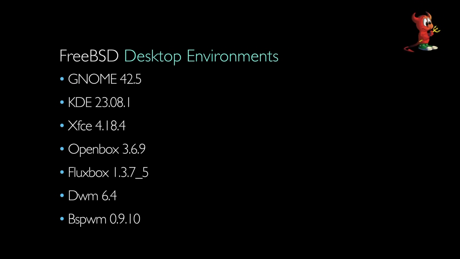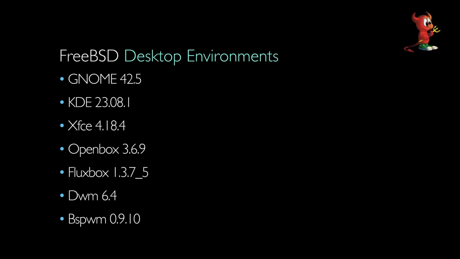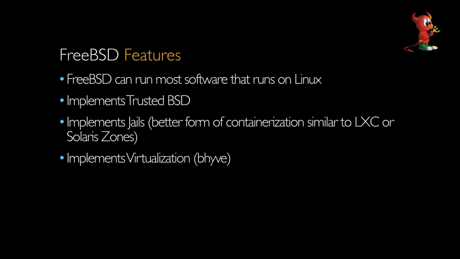As far as the desktop environments on FreeBSD, there hasn't been a drastic change here. There are some patches they put in since 13.2. GNOME is 42.5, and I think the previous version was 42.3. Yeah, I think that's right. KDE is 23.08.1. XFCE, a minor patch, 4.18.4. Openbox 3.6.1, and Fluxbox is the same version as it was, 1.3.7.